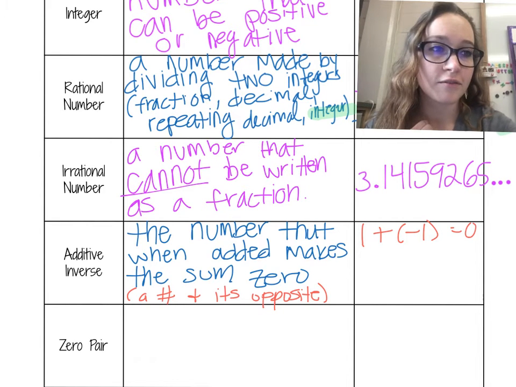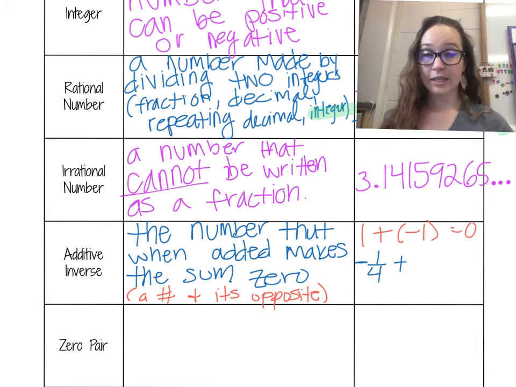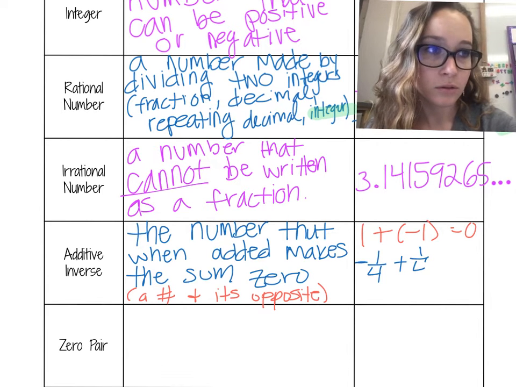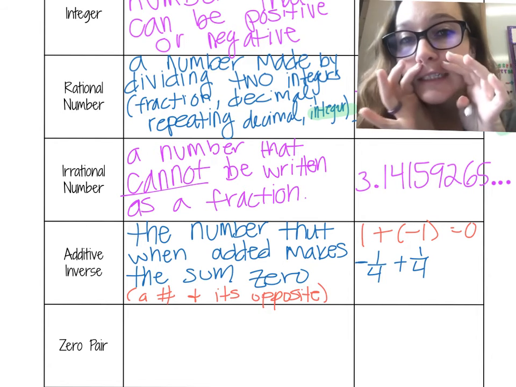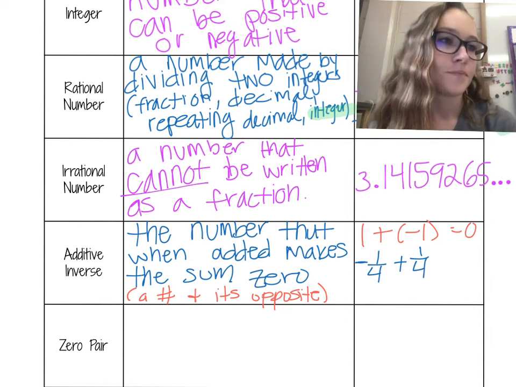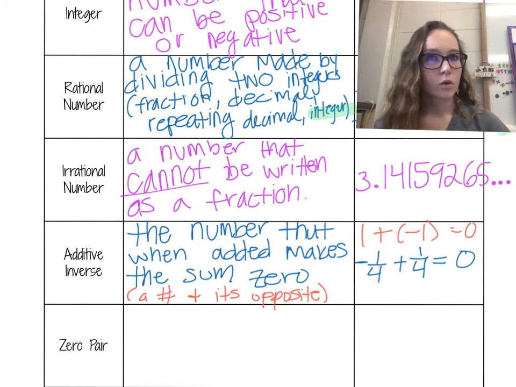So if I have -1/4, what I need to add to that to make it 0 is +1/4. Okay, and remember, every positive number has an invisible plus sign in front of it. Okay, so that's going to be 0. Or decimals.